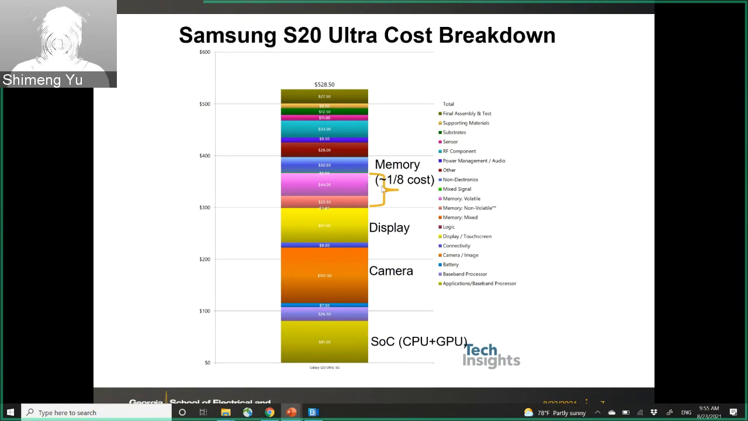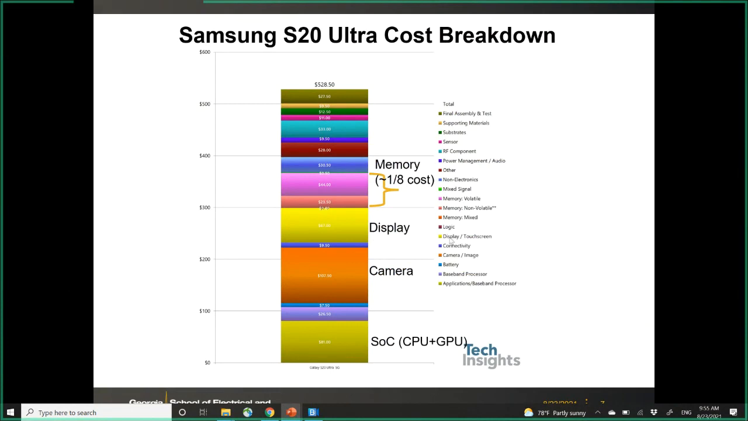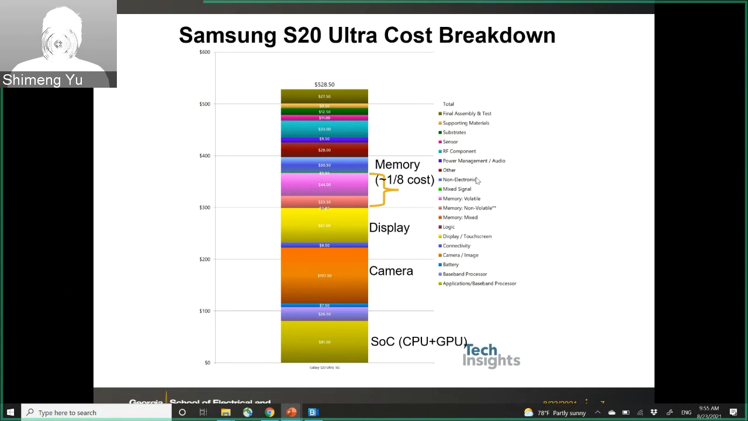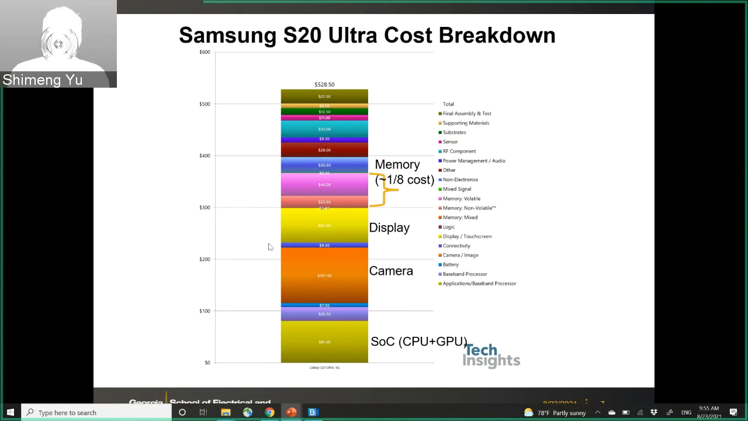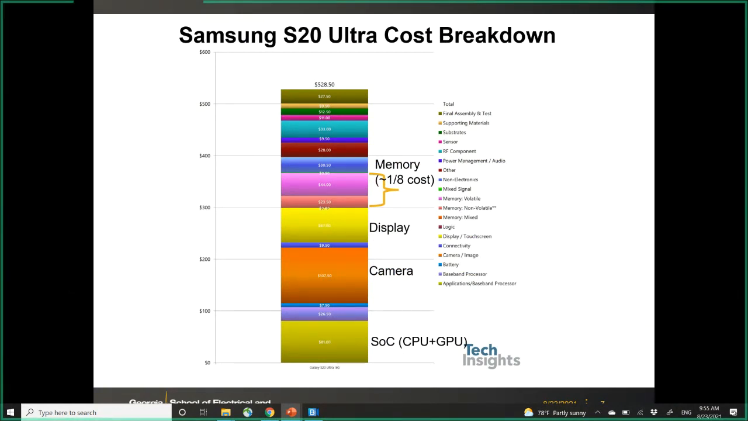So you see that roughly those four are the top four contributors to the system cost. Of course, you may have some other modules like sensors, power management, wireless communication, and then assembly and test. So this is the breakdown to give you some intuitive understanding of the system.